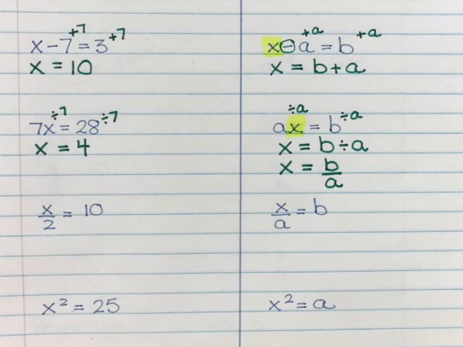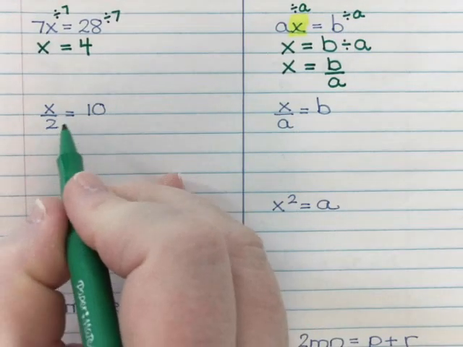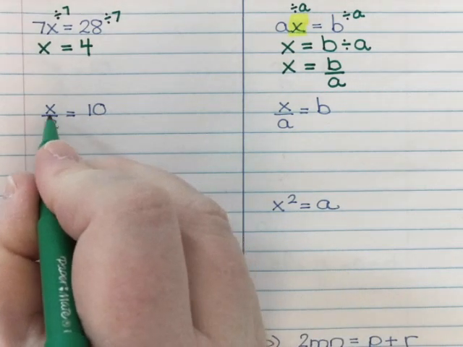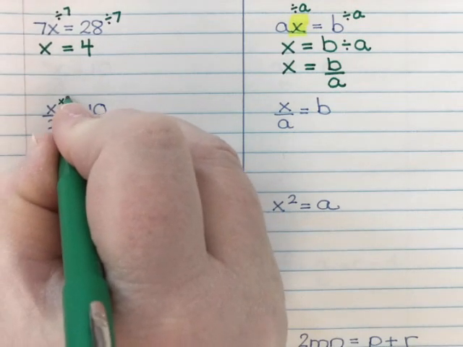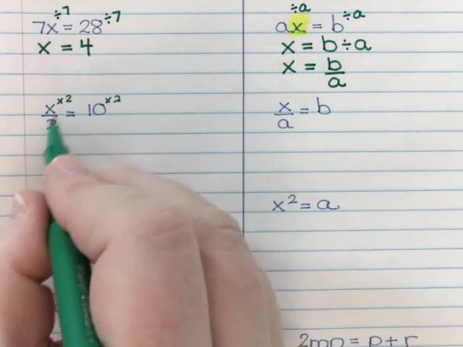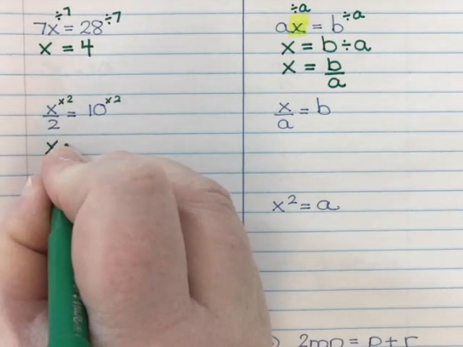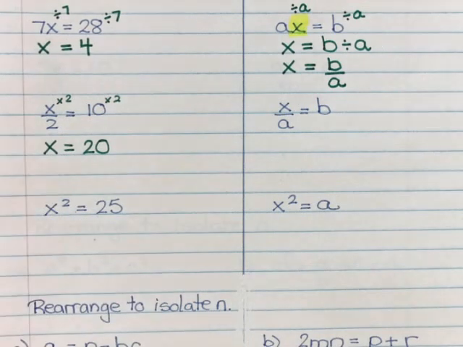All right, my next one, I have x divided by 2 equals 10. So we are trying to solve for x. I am currently dividing by 2, so I'm going to do the opposite and multiply by 2. You could also put that 10 over a 1 and then cross multiply if you want to do that. So this means we're going to get x equals 10 times 2, which is 20.